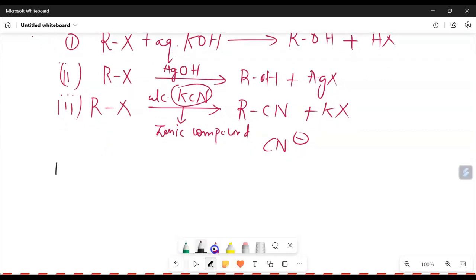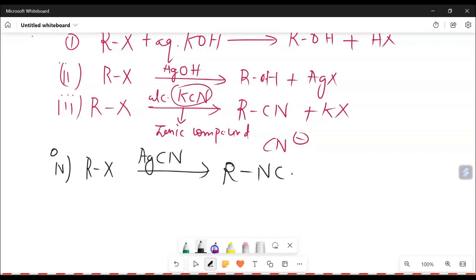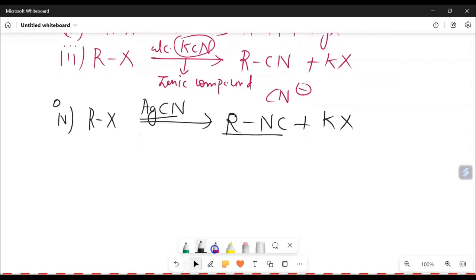Remember also, if R-X reacts with AgCN, in this case the attack is from the nitrogen side and it will form RNC plus AgX. So in case of AgCN, it is RNC because the attack is from the nitrogen side.